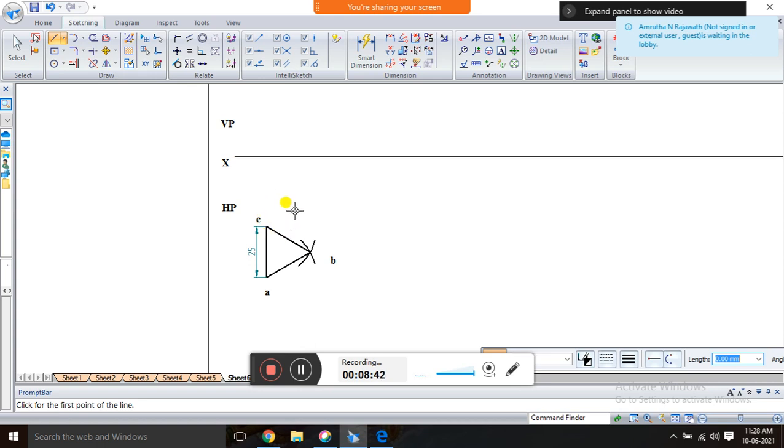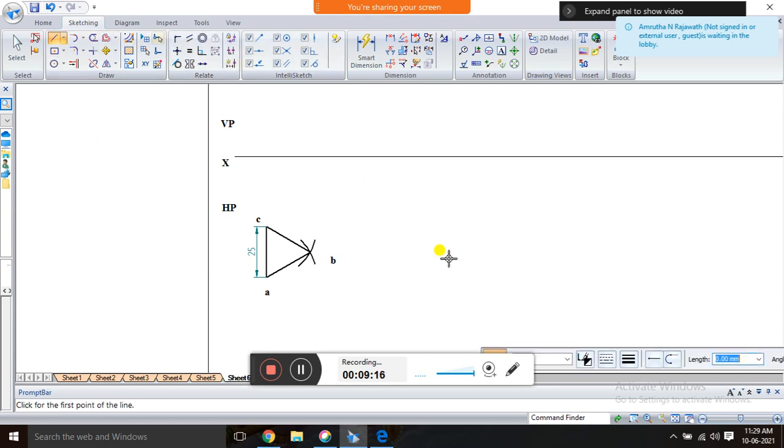Clear? So the equilateral triangle is placed on the HP, means placed on the floor. In the top view it looks like an exact equilateral triangle, but if you see from the front, because it rests on the HP, in the front view it looks like one single line, and that single line is on the XY line, because you are observing from the front and the equilateral triangle is on the floor.